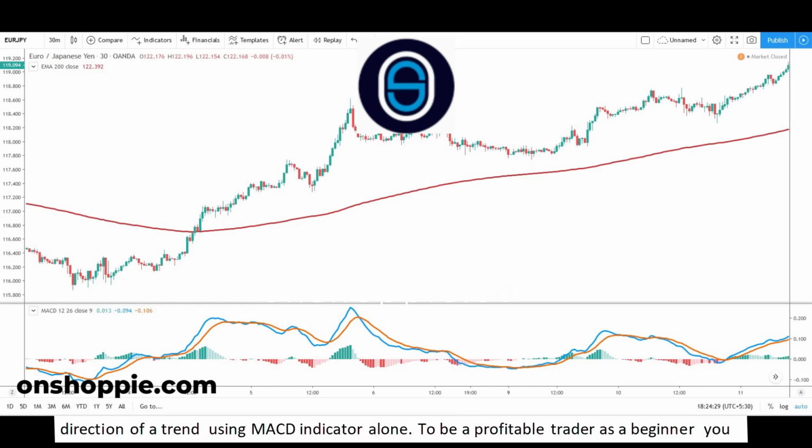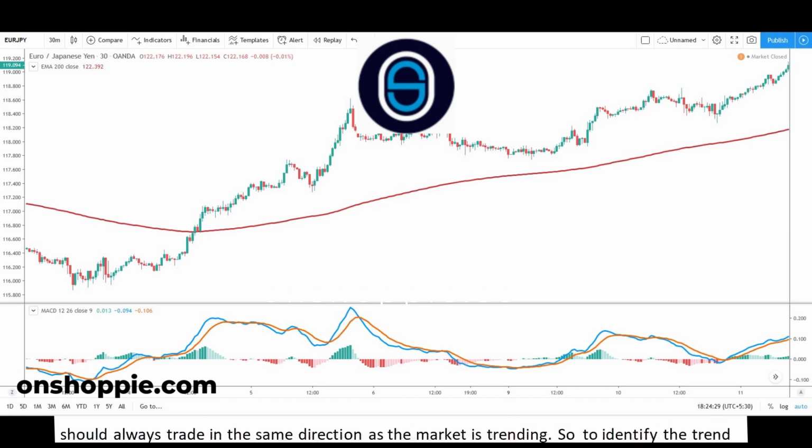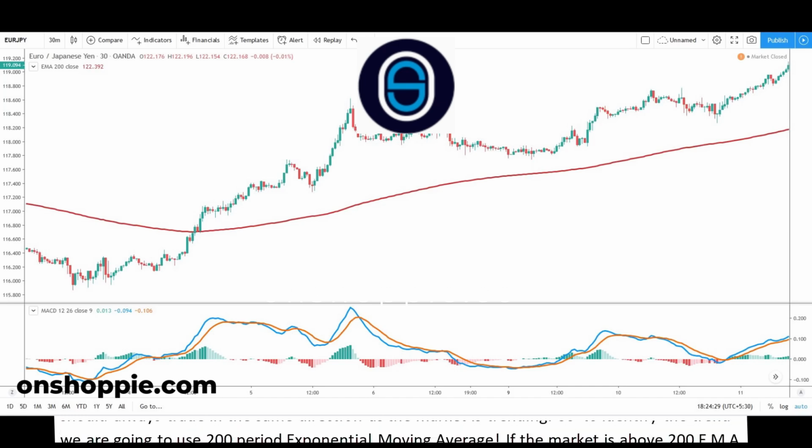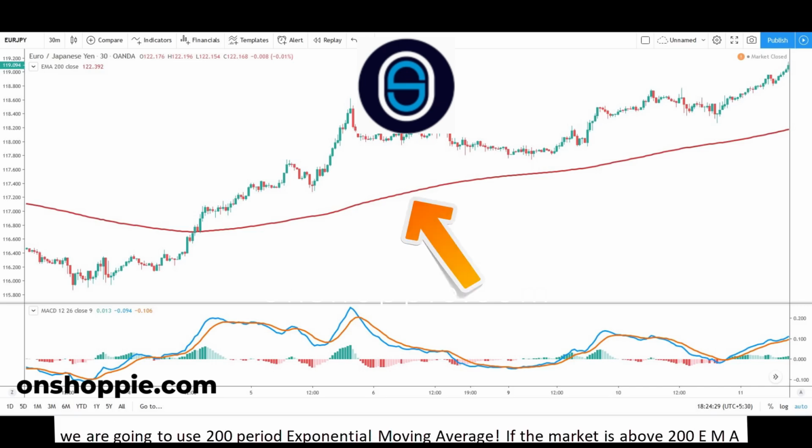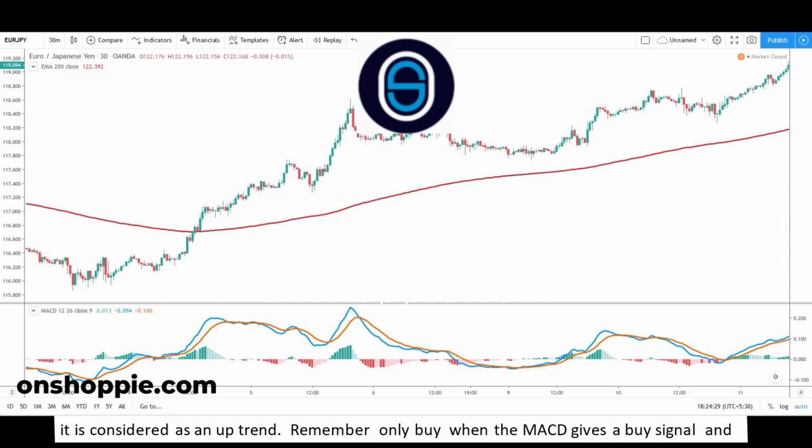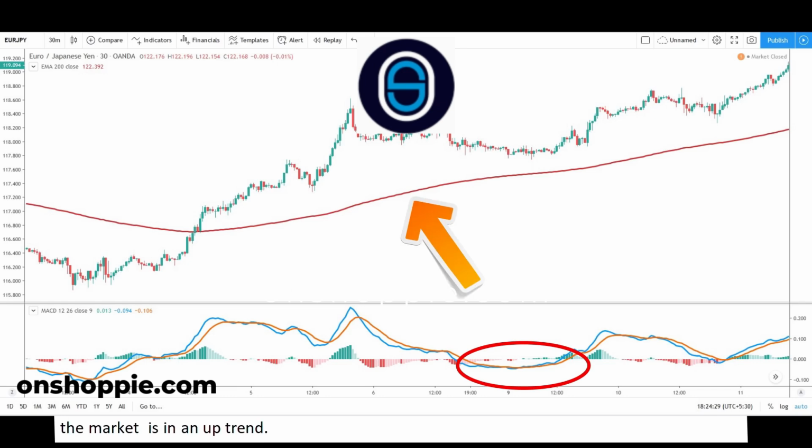To be a profitable trader as a beginner, you should always trade in the same direction as the market is trending. So, to identify the trend, we are going to use the 200-period exponential moving average. If the market is above the 200 EMA, it is considered an uptrend. Remember, only buy when the MACD gives a buy signal, and the market is in an uptrend.